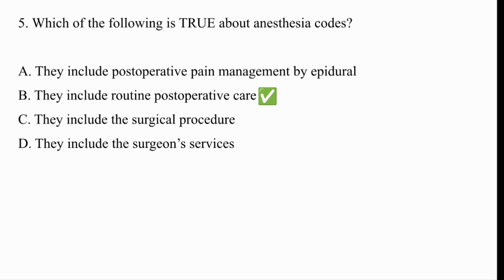Anesthesia codes include routine post-operative care. Anesthesia codes do not include post-operative pain management by epidural. And anesthesia codes also do not include the surgical procedure or surgeon's services.